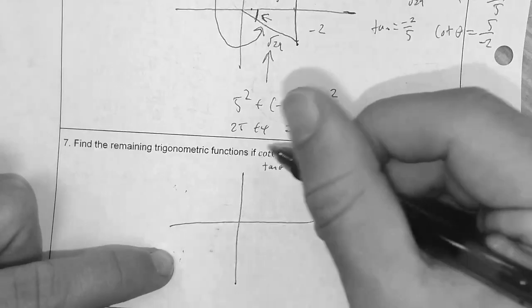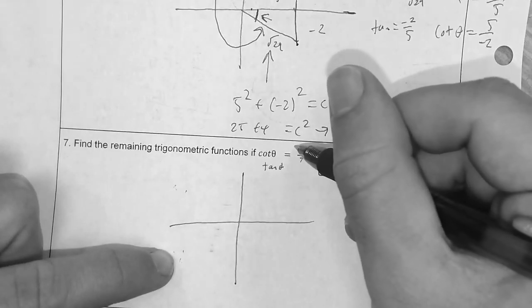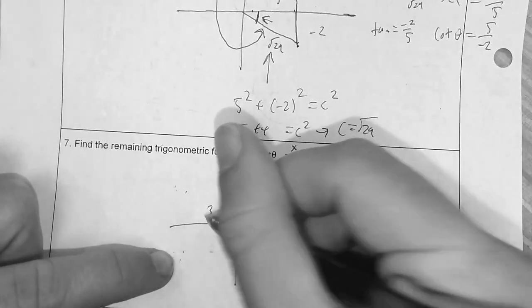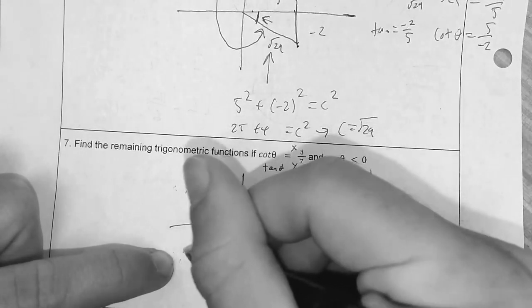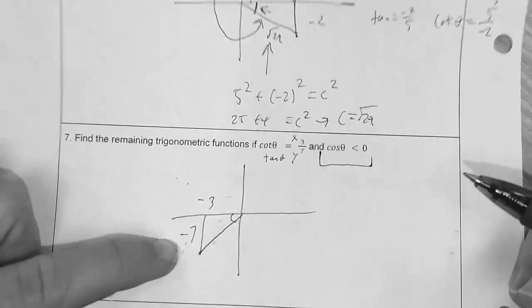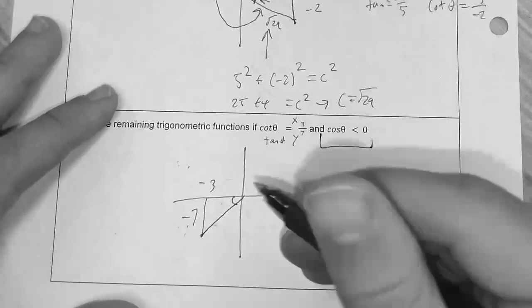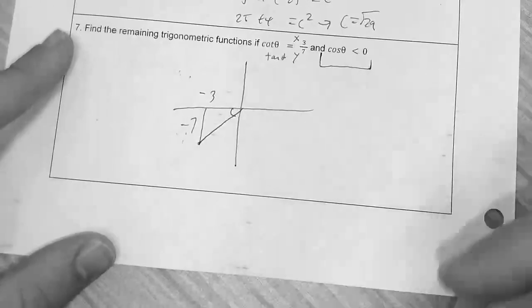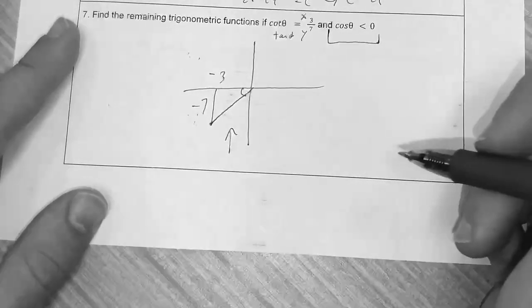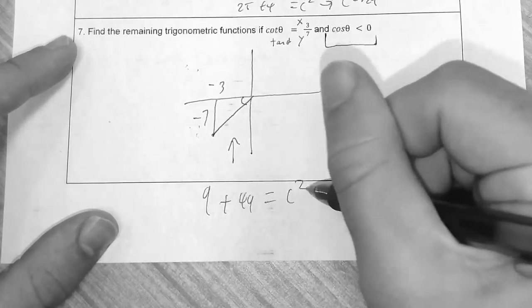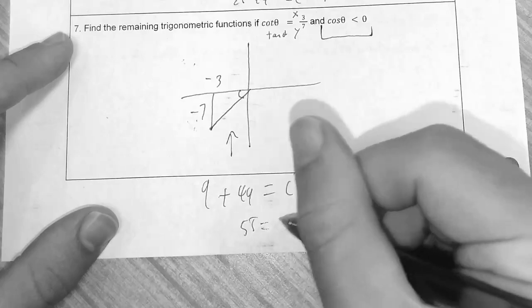Since cotangent is 3 over 7, that's adjacent over opposite. This is my x and this is my y. So it should be negative 3 to the left and negative 7 down. I'm going to focus on that angle. Same as before, now you have your point. It's the same exact steps as above. You do the Pythagorean theorem: 9 plus 49 equals c squared, which is 58... 55 equals c squared. So this is root 55. And now I'm ready to go.